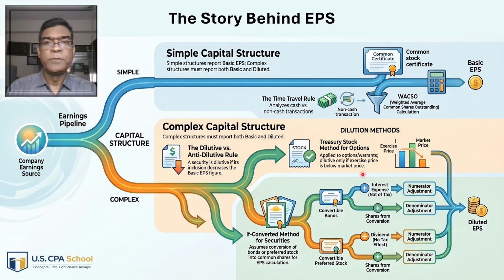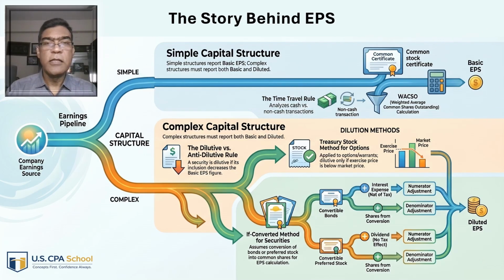For convertible bonds and convertible preferred stock, we use the if-converted method. That means we assume they were converted on day one. For bonds, we add back after-tax interest to the numerator and add shares from conversion to the denominator. For preferred stock, we add back preferred dividends to the numerator only if they were subtracted earlier in basic EPS. If they were not subtracted, no adjustment is needed. Then, as with bonds, we add shares from conversion to the denominator, but only if the conversion is dilutive. All of that leads us to diluted EPS, the worst case scenario where every potential share turns into common stock.